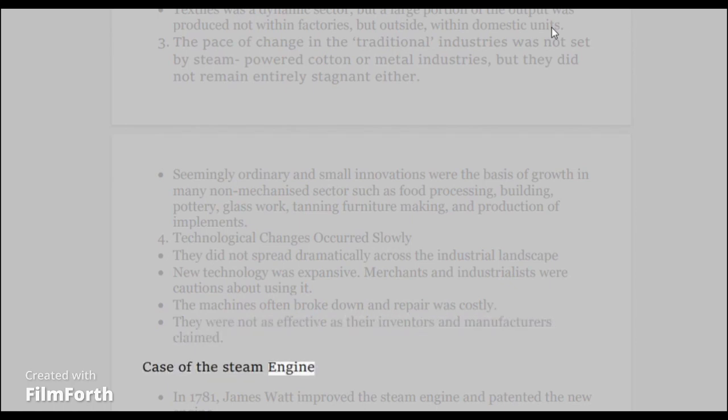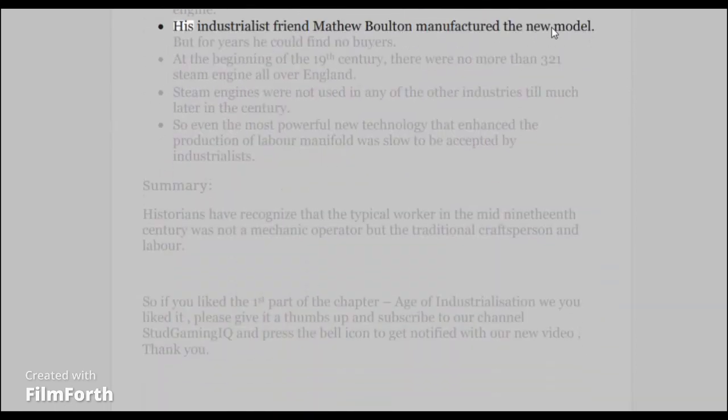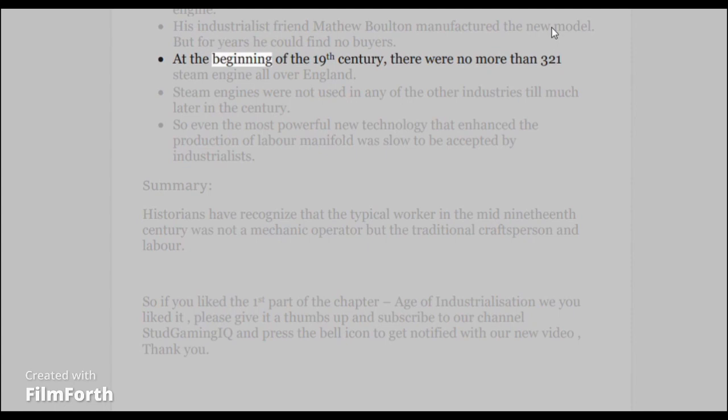Case of the steam engine. In 1781, James Watt improved the steam engine and patented the new engine. His industrialist friend Matthew Boulton manufactured the new model. But for years he could find no buyers. At the beginning of the 19th century, there were no more than 321 steam engines all over England. Steam engines were not used in any of the other industries till much later in the century.